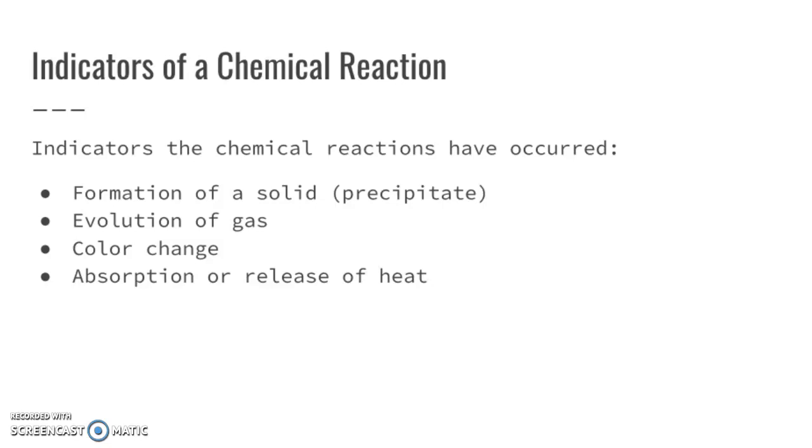If I have some evolution of gas, meaning it's bubbling or fizzing, that means there's a chemical change or a chemical reaction occurring. If there's a color change, or if I am absorbing or releasing heat, so I'm getting colder or hotter, I'm going to have a chemical change. All right, so let's look at what each of these looks like. Then we're going to watch a quick little YouTube video, then we're going to wrap it up. It's going to be great.